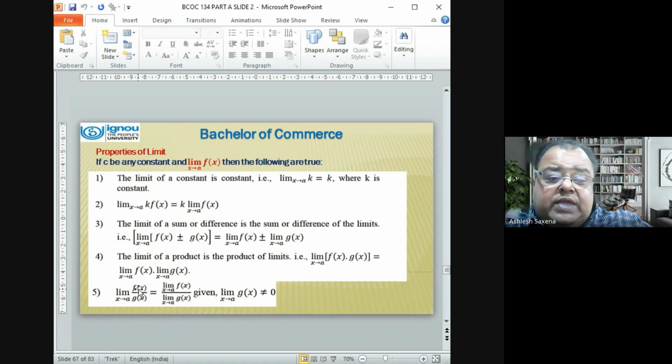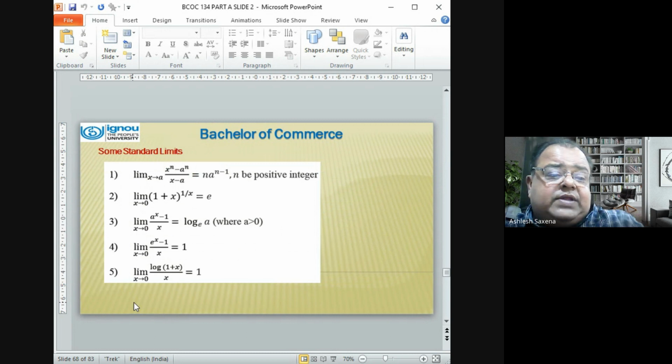Now, if they are in division form, again the same thing takes place. The limit will be applicable to the numerator as well as the denominator. But we have to remember one thing: the denominator should not be equal to 0. If the denominator is 0, then the question is meaningless.